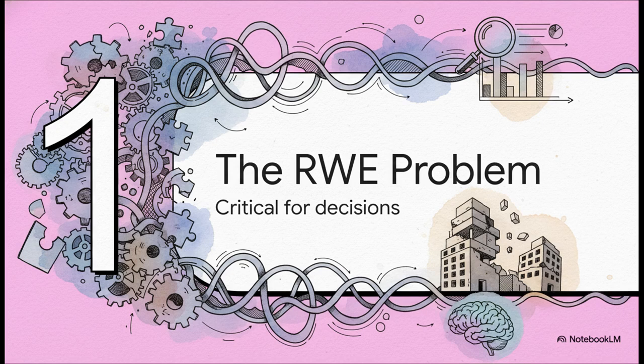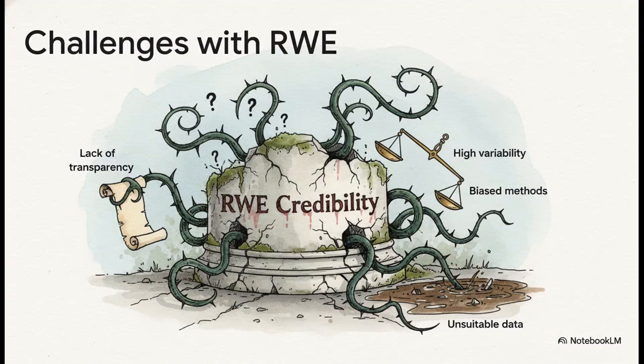All right, first up, the RWE reproducibility problem. To really get why a new protocol template like HARPER was so necessary, we first need to understand the core challenges that have been holding back the field of real-world evidence. You know, the field has been wrestling with some pretty significant issues for a while now.